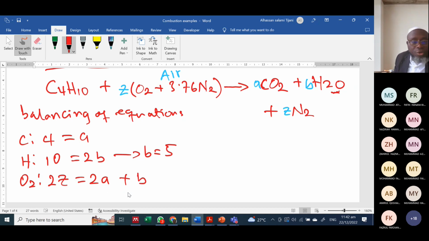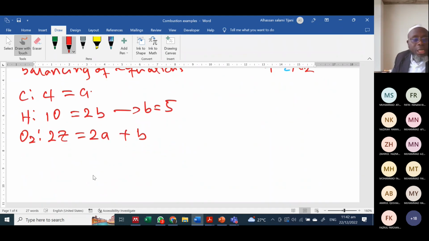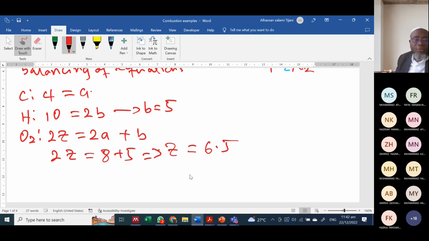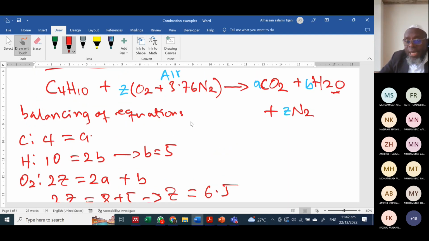So now we already know A to be 4, so we put it into the equation. Then we have 2Z equals 2 times 4, so this will give us 8, plus 5. So this implies that Z equals what? Z equals 13 divided by 2, which is 6.5. So that's the value for Z.